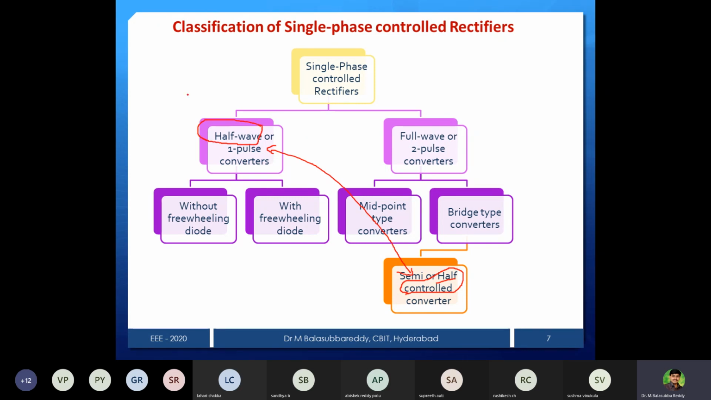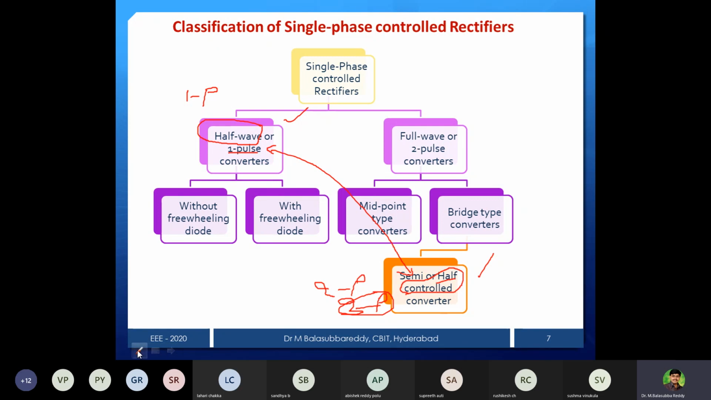So half wave is a one pulse converter, half control is a two pulse converter. This is the major difference. This one is simple, one thyristor is there, here there are two thyristors, and there is one pulse here, but a semi converter is a two pulse converter, or in the three phase case we can get a three pulse converter also if it is a three phase semi converter.